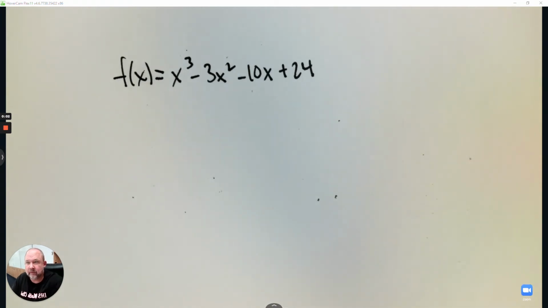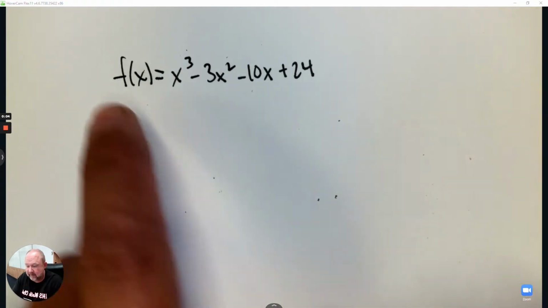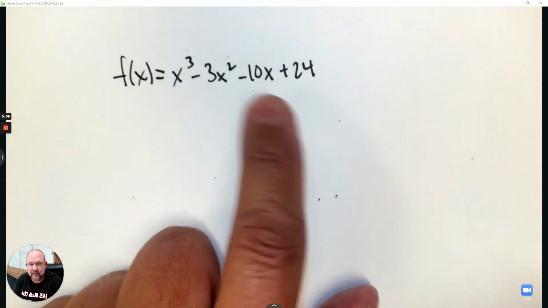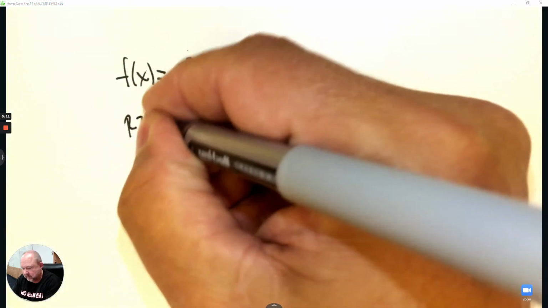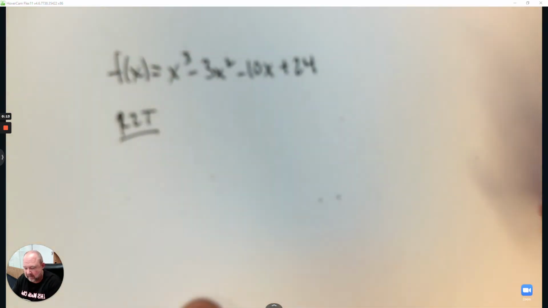All right, here's your review on the rational zero theorem. So write this equation down, press pause, we'll go through the steps. So the first step with the rational zero theorem is it creates a list of potential rational zeros.